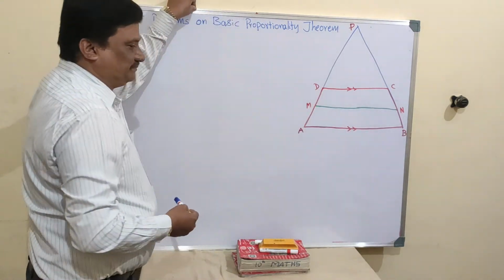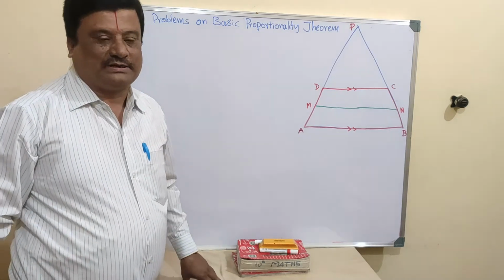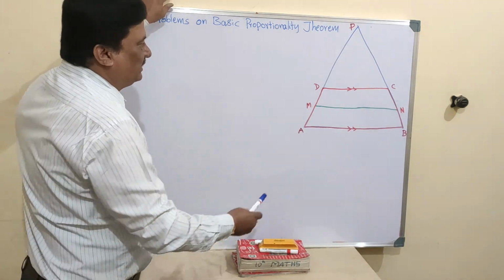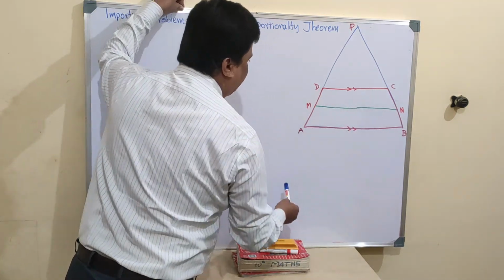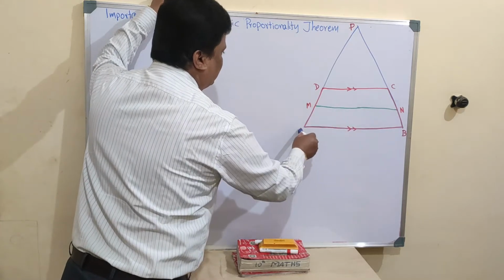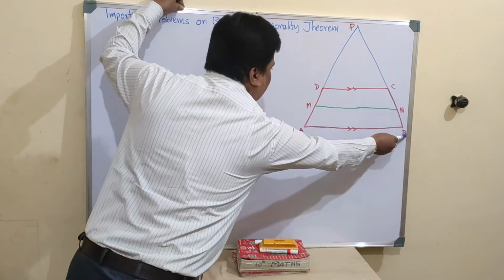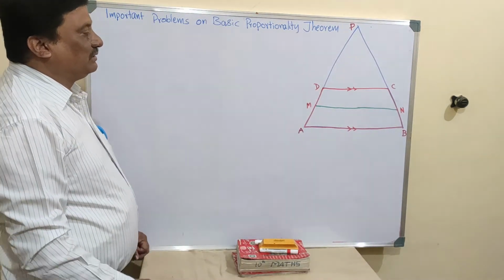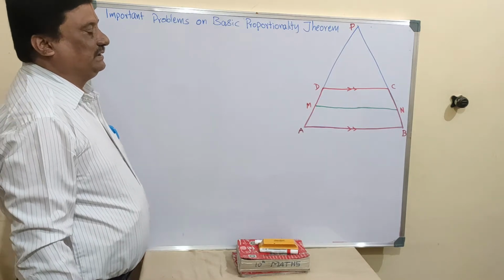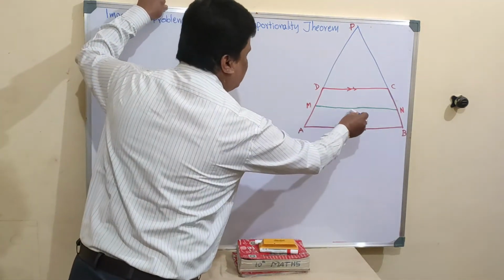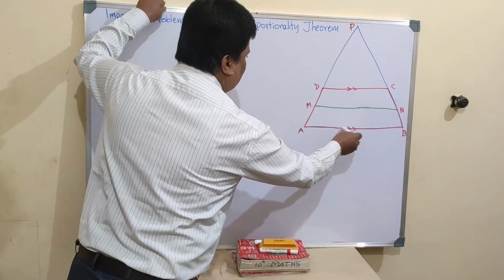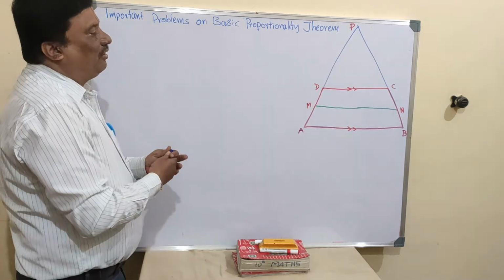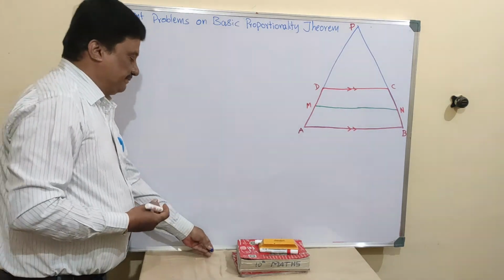ABCD is a trapezium. As you know, the trapezium is a quadrilateral in which only one pair of parallel sides is present. Here, AB is parallel to DC. M and N are midpoints of AD and BC. Here AD and BC are non-parallel sides. M and N are the midpoints of AD and BC. Now we want to prove that this MN is parallel to AB as well. This MN is parallel to DC. Understand? Let's see how we can prove this one.